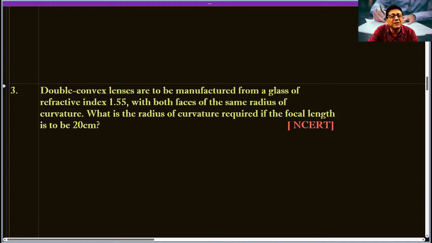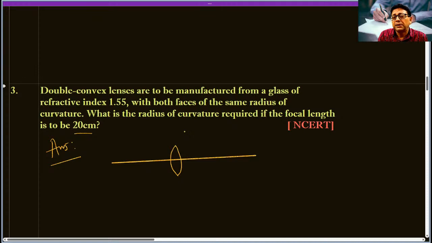I am going sequentially, but I did not take all sums from NCERT. We cannot do all sums here. Double convex lenses are to be manufactured from a glass of refractive index this, with both faces of the same radius of curvature. What is the radius of curvature required if the focal length is to be this? Double convex. What is expected from you for this kind of sum? You all know what the Lensmaker's formula is. 1 by f equal to mu minus 1, into 1 by r1 minus 1 by r2.